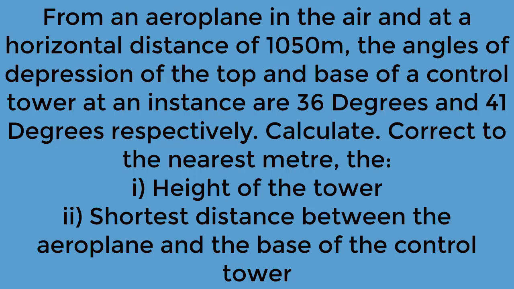Take the question. From an aeroplane in the air, and at a horizontal distance of 1050 meters, the angles of depression of the top and base of a control tower at an instance are 36 degrees and 41 degrees respectively. Calculate, correct to the nearest meter, (I) the height of the control tower, (II) the shortest distance between the aeroplane and the base of the control tower. Alright.